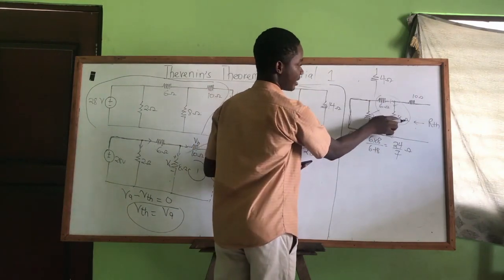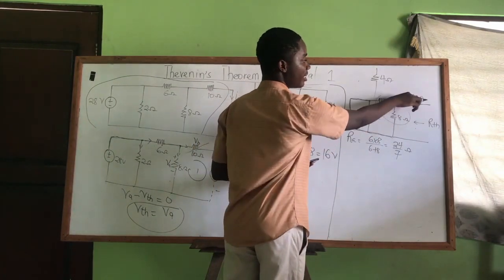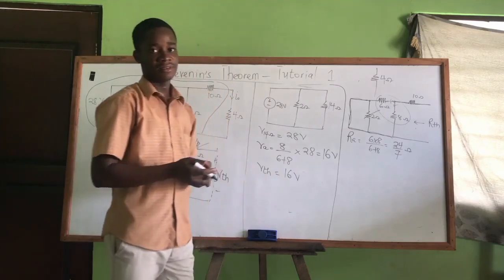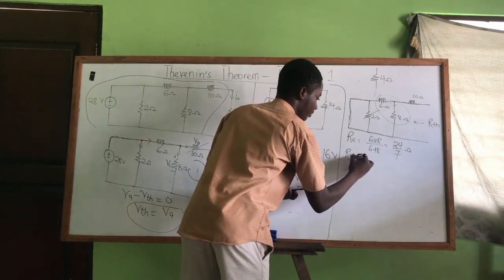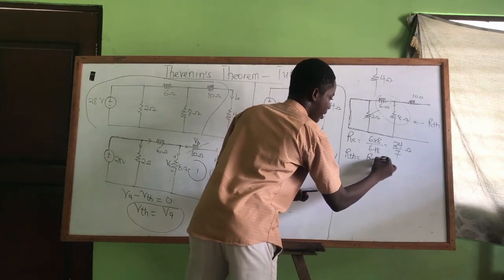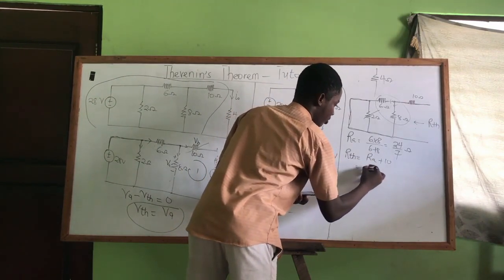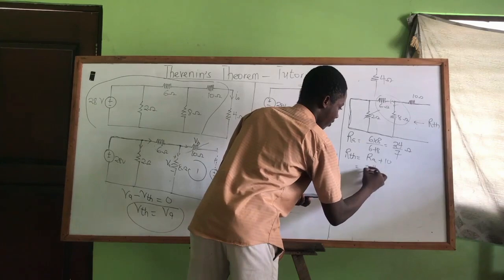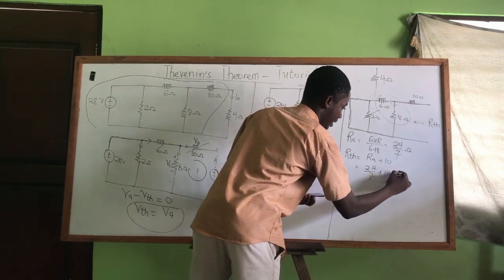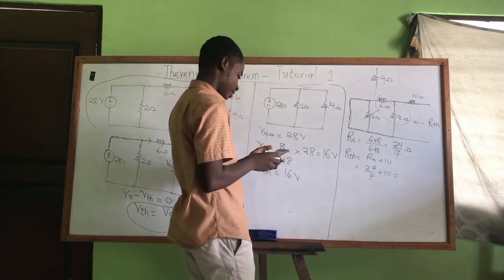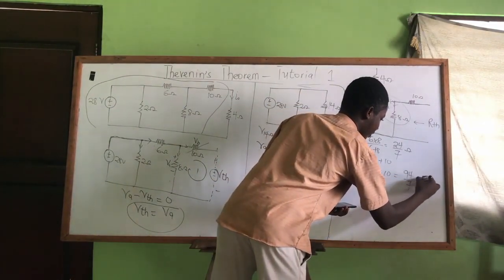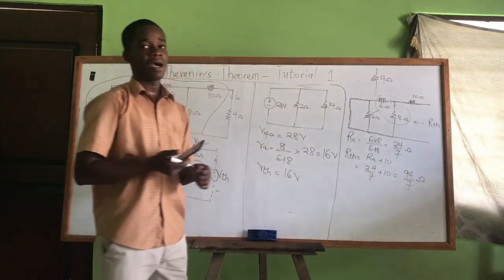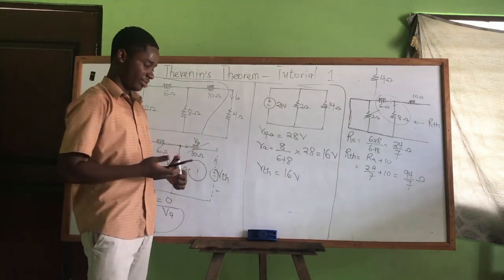And we know that this and this in parallel is going to be in series with the 10. You already know how to do that. So it means our RTH is what? RA plus the 10, which is 24 on 7 plus 10. And that one is giving us 94 on what? 7 ohms. So that is our RTH.